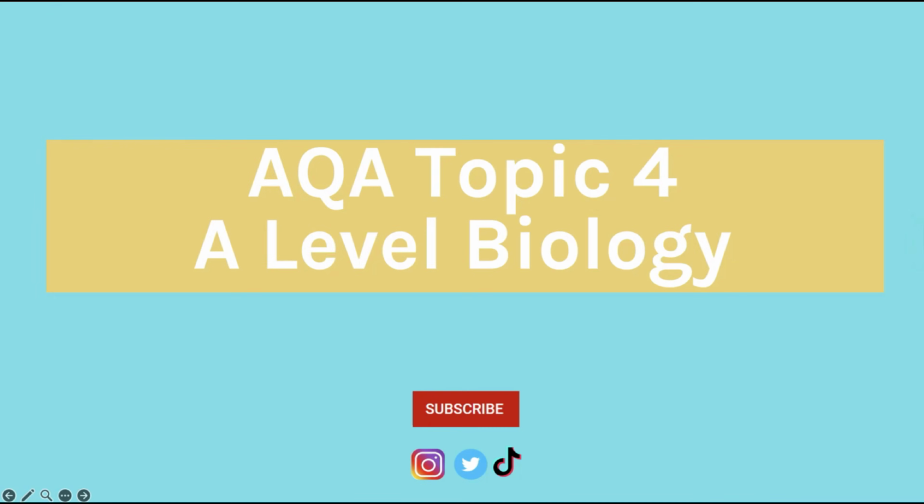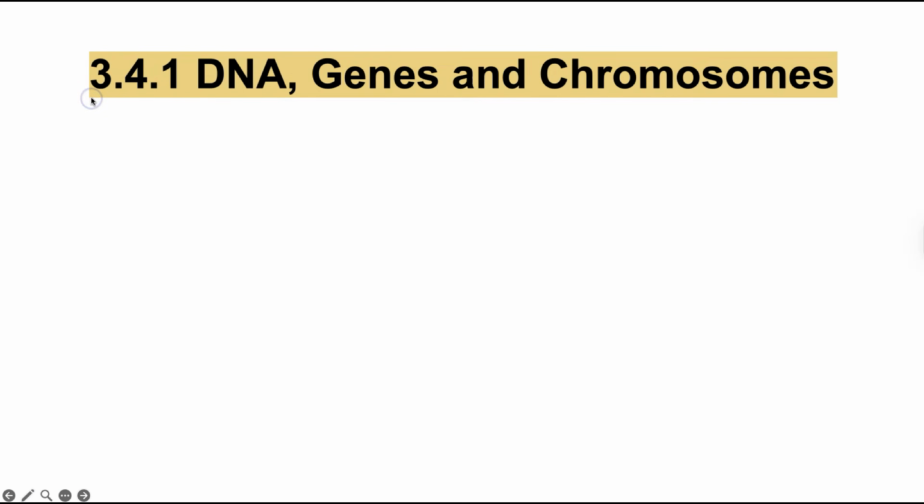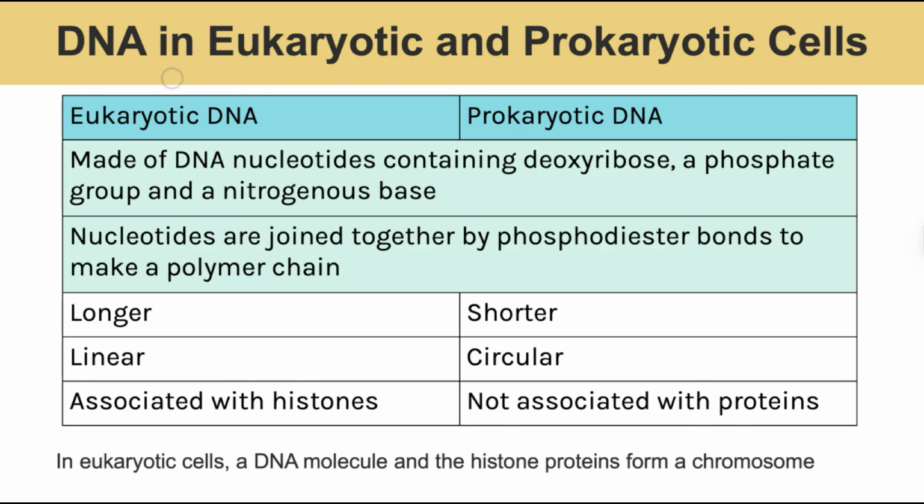Enjoy the video. AQA topic 4, and we begin with 3.4.1 DNA, genes and chromosomes. Comparing the DNA in a eukaryotic and prokaryotic cell is the first part of the spec, and this has been quite a common long answer question. I've put it together here as a table so that you can see that direct comparison. And by the way, it's fine to present your answers as a table like this or a bullet point list in the exam, except for the essay.